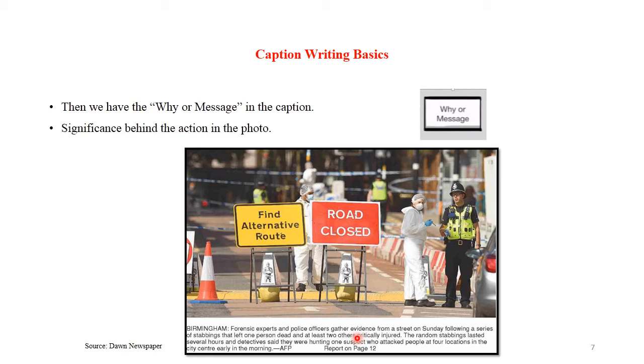They have closed the road and they are asking the passengers to take alternative routes. So basically, this is our why in the message. Our why or message in the picture will come soon after the very first portion, which, as I narrated, is who, what, when, and where. So it will come in the beginning, and the why or the message will come soon after the first part.